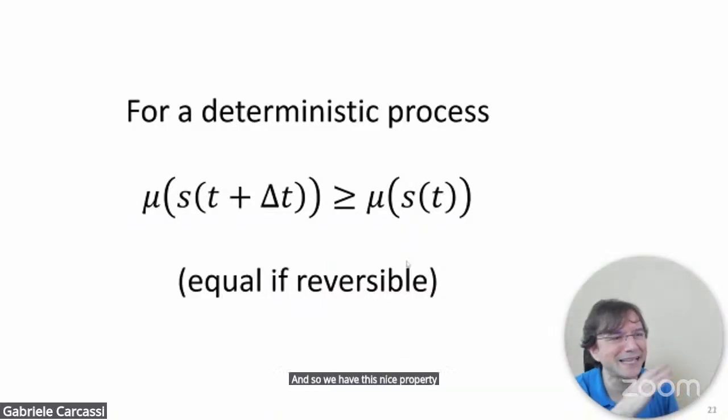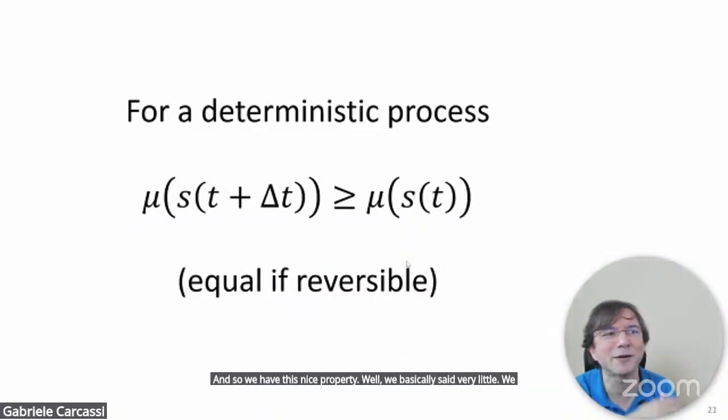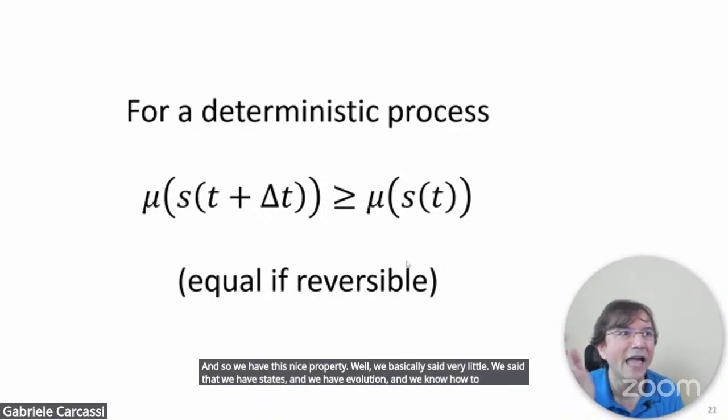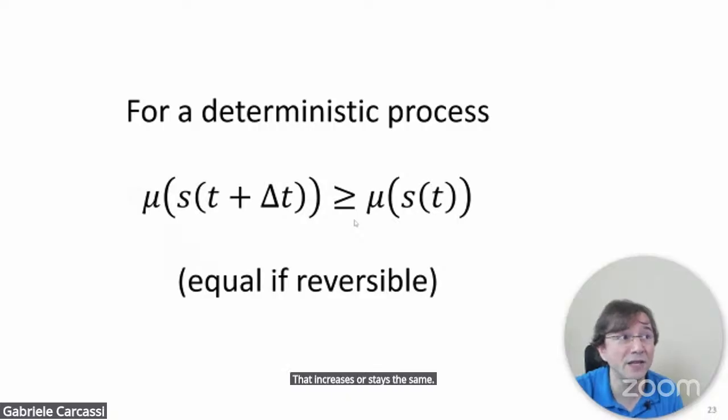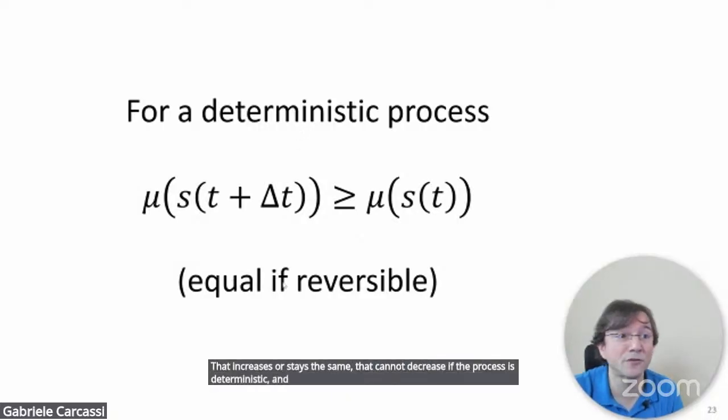And so we have this nice property. Well, we basically said very little. We said that we have states and we have evolutions and we know how to count them. And from that, we can already define a quantity that cannot decrease if the process is deterministic, and is equal if it's reversible, without knowing anything about anything.